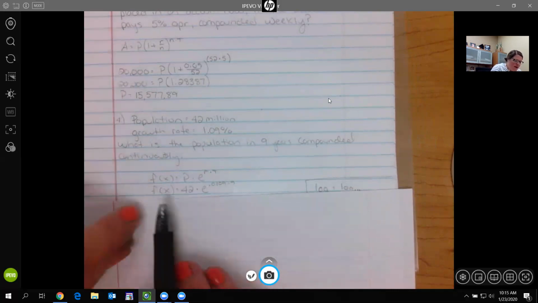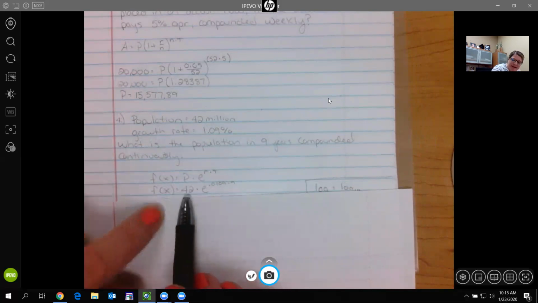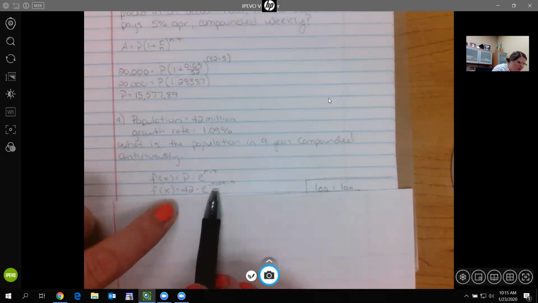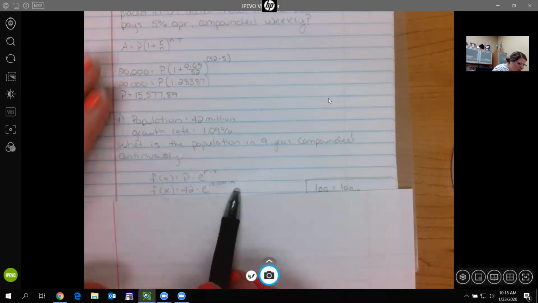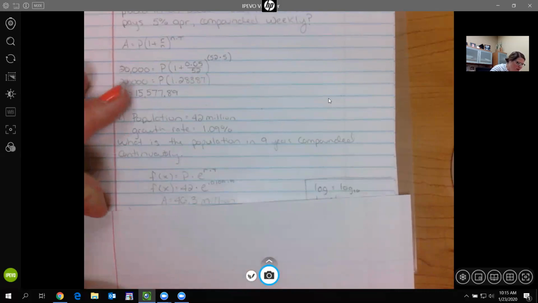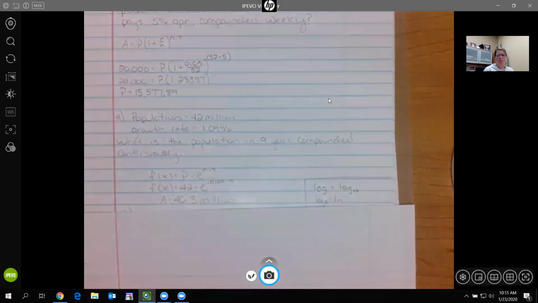So let's go ahead and put in the information we were given. We were not given the future value. We're actually looking for that future value. We were given 42 million, which we're not going to write all the zeros. We're going to do it in millions. And then we were given the rate. We had to move the decimal 2 places, 0.0109, and then we're going to multiply it by the 9 years. So what are we going to get? We're going to get 46.3 million. Again, I said A there, f of x or A, interchangeable. A lot of times when it's population, we like to use f of x. Okay, so that's an example of compound interest and compound continuous, straightforward.